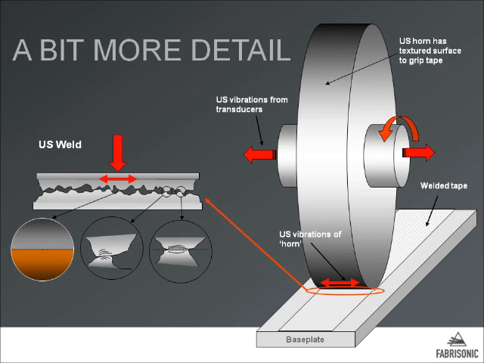What's happening is the ultrasonic horn vibrates back and forth. This takes the ridges and the valleys. I don't care how finely you polish a piece of material, there's always ridges and valleys. It vibrates those ridges and valleys together.